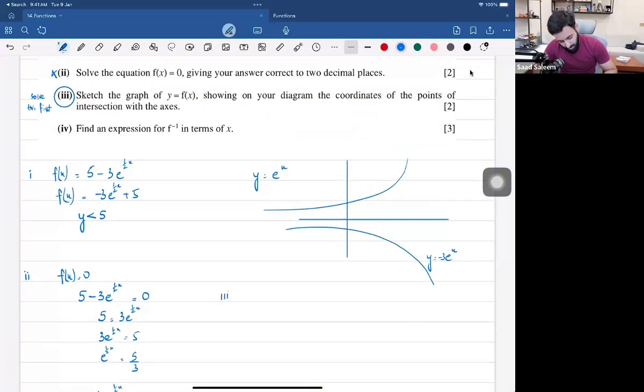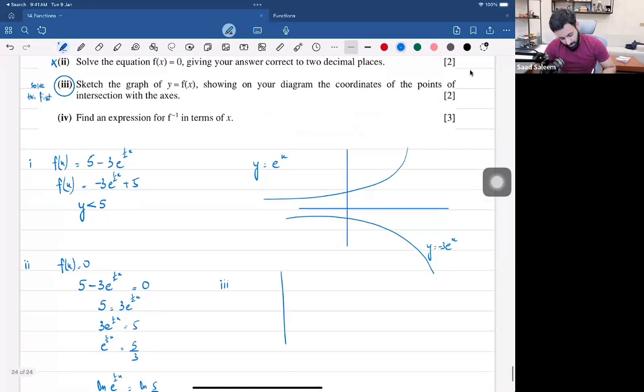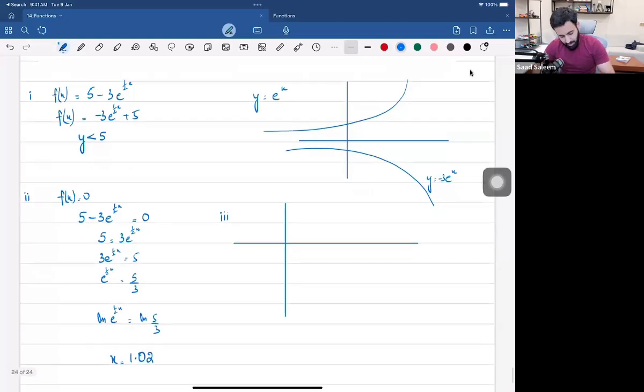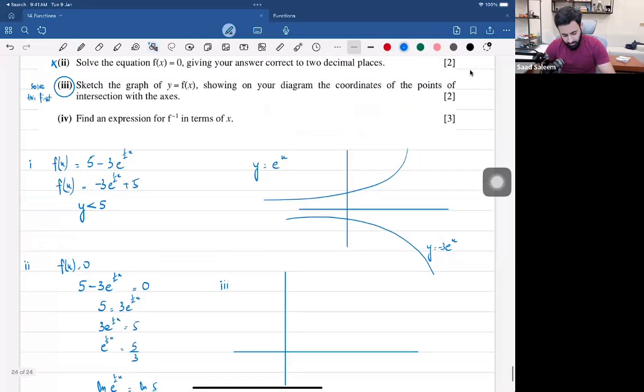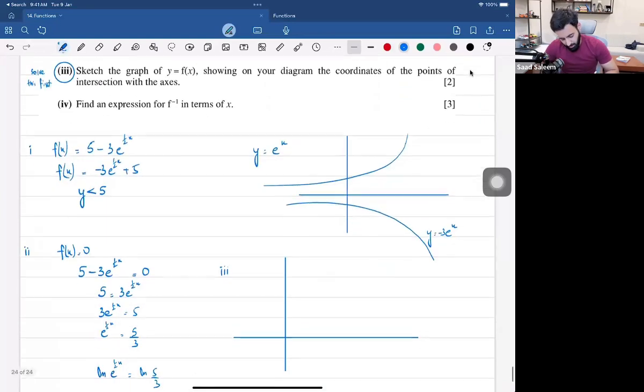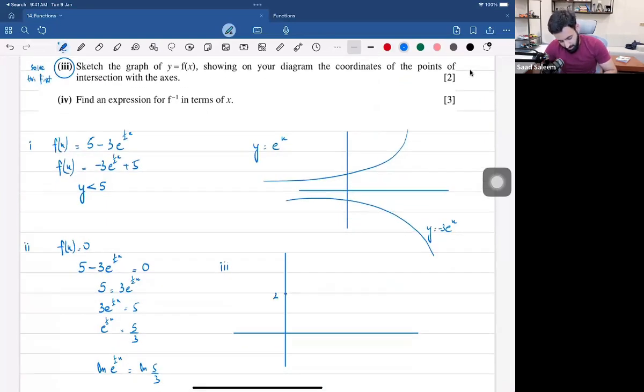Part 3 says sketch the graph of y equals f of x. So let's make a rough sketch. So we saw that the y-intercept of this graph, let's see what it is going to be. Just plug in x equals 0. So it's going to be 5 minus 3 e power 0. e power 0 is 1. 3 into 1 is 3. 5 minus 3 is 2. So the y-intercept of this graph is 2.